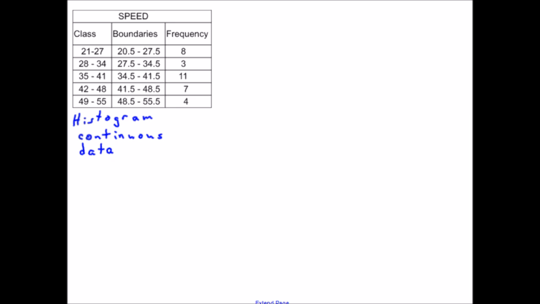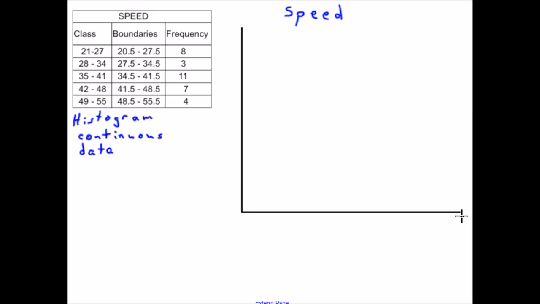Every graph, just like every table, has to have a title. And once again, this title would be speed. You need two axes for this, an X and a Y axis. I use a little drawing tool here to get straight lines. You'll obviously be doing this with a pencil, so that won't be the case.